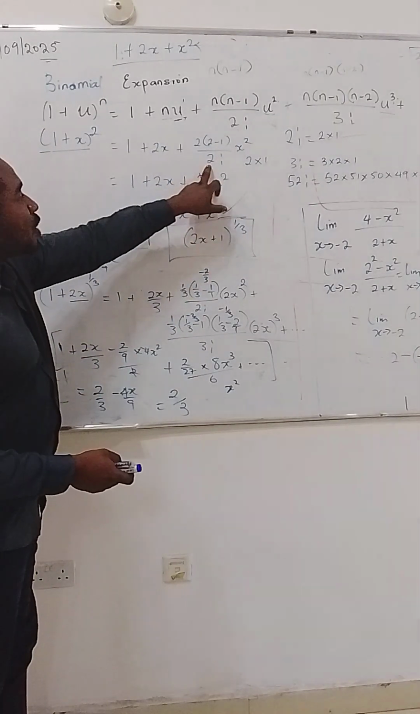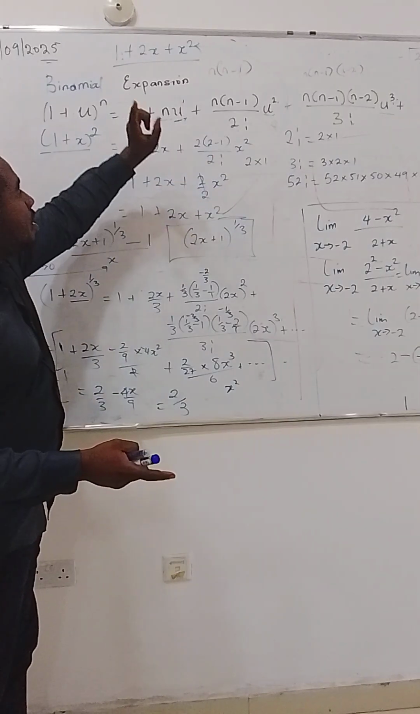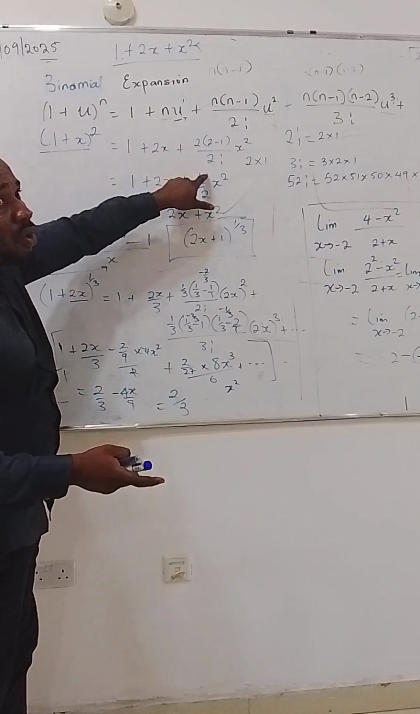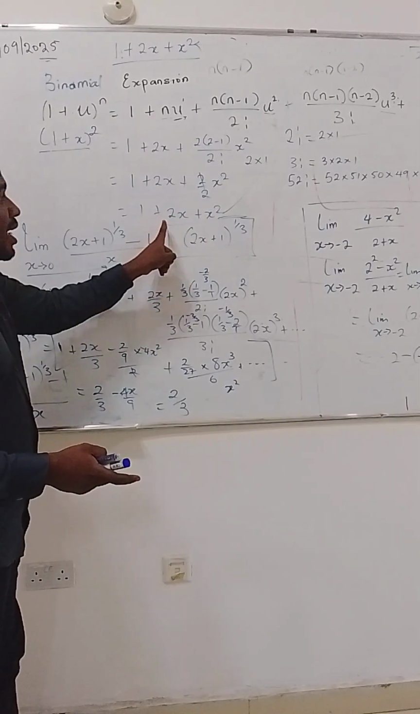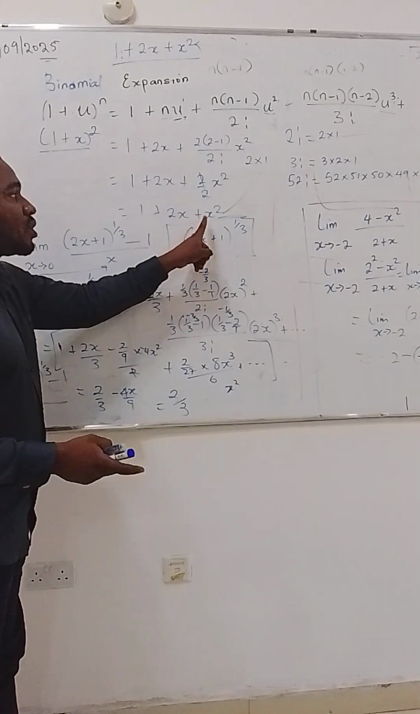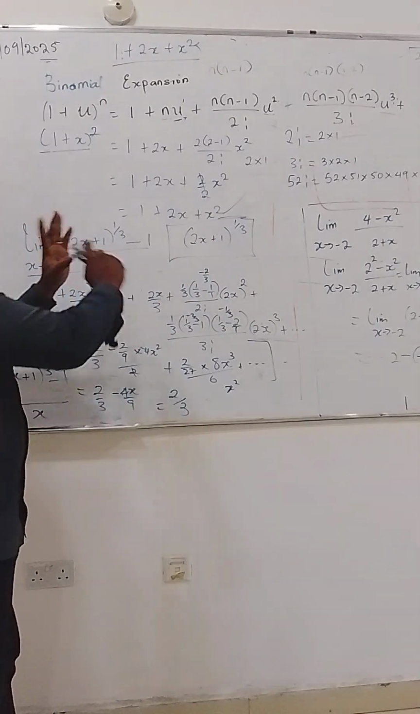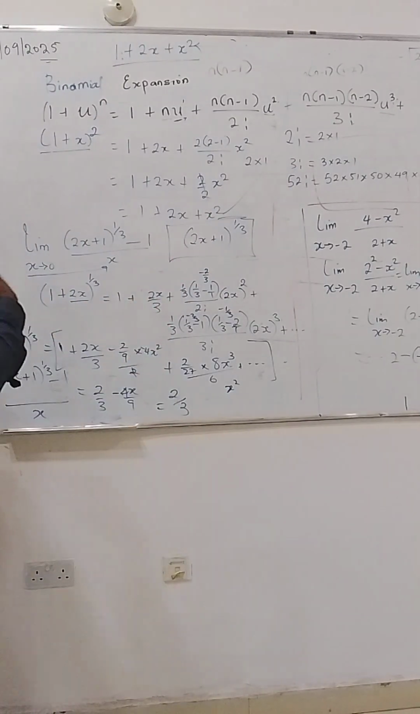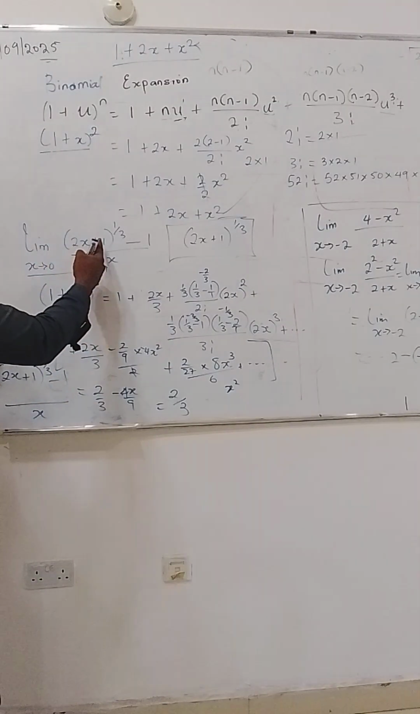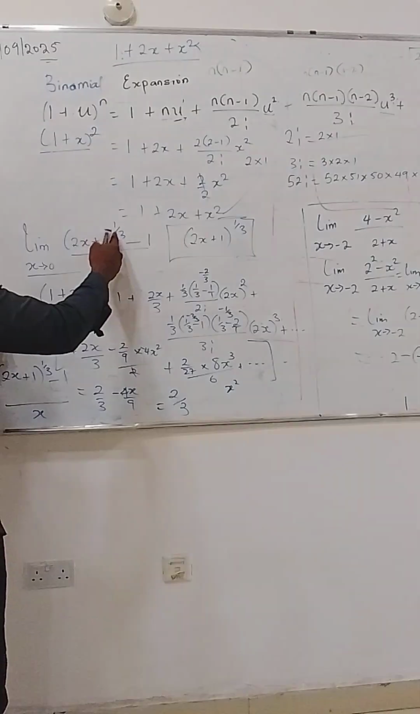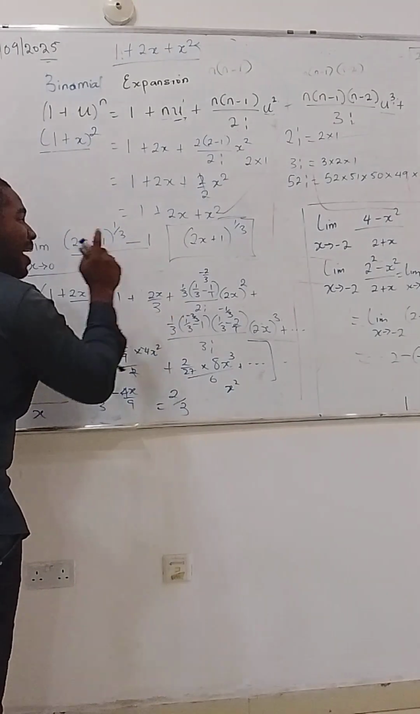Right? Now, 2 factorial is 2. 2 and 2 can go. 2 minus 1 is 1. So that's why we have 2 divided by 2. And then we have 1 plus 2x plus x squared. This is simple. Now, we have a question that says, take the limit of 2x plus 1 raised to 1 over 3 minus 1, divided by x.